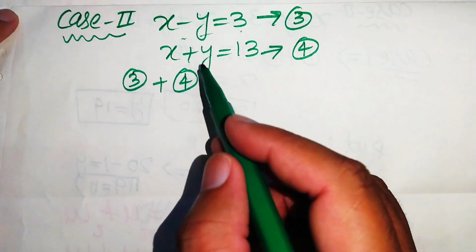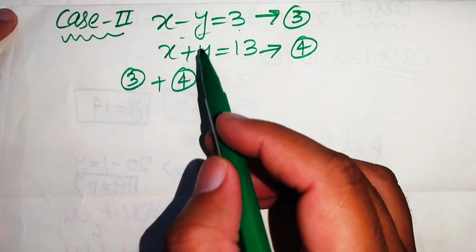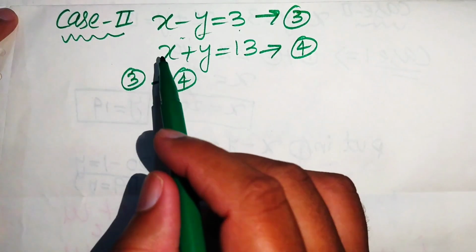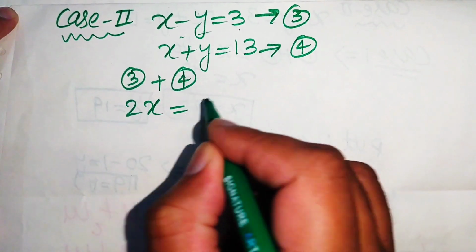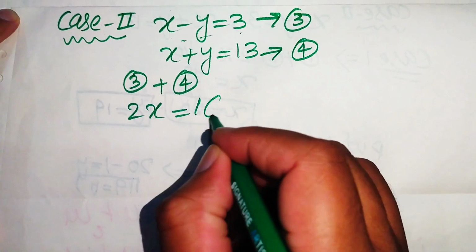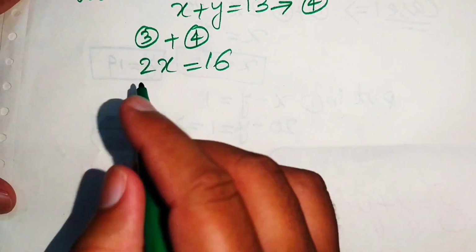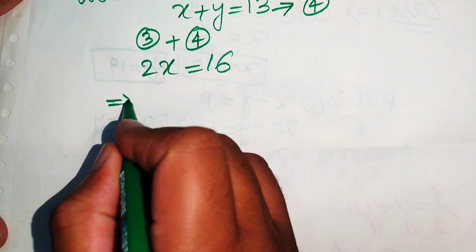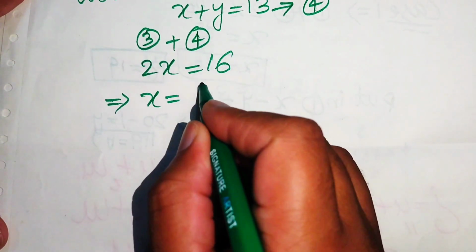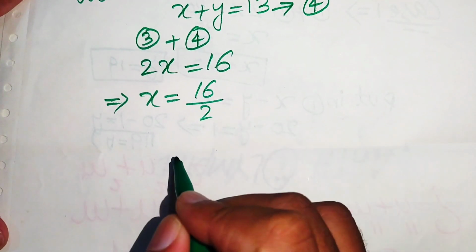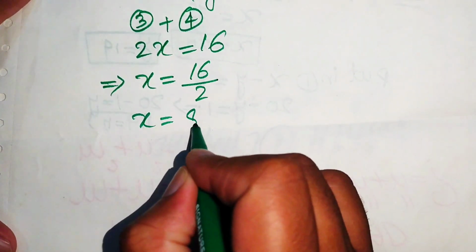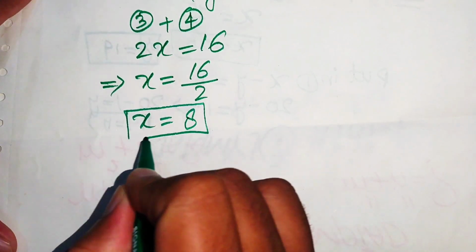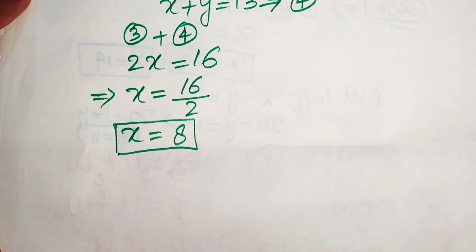When you add these two equations, the negative y and positive y cancel each other, and we get x plus x is 2x equals 3 plus 13 equals 16. Now we divide by 2, and you get x equals 16 over 2, and we know that 16 over 2 is equal to 8. So this is the value of x which we get from case number 2.